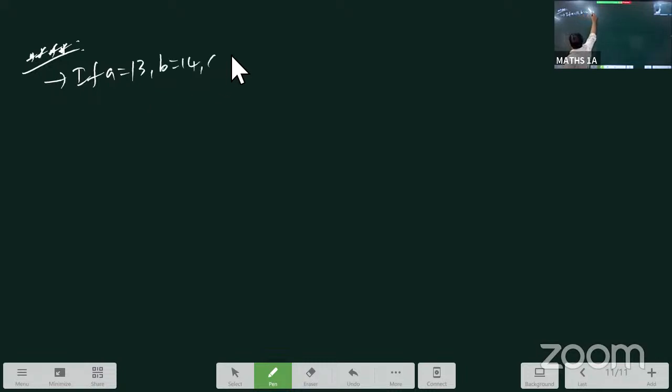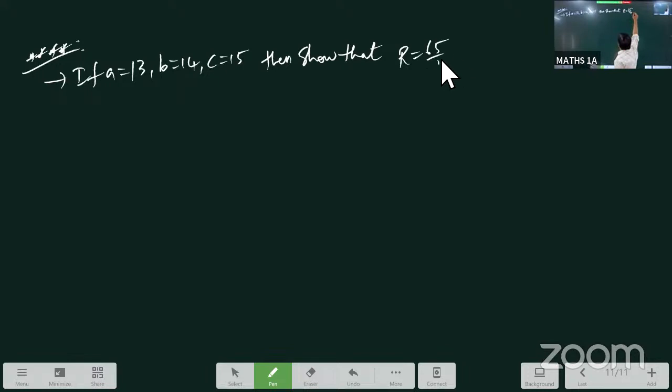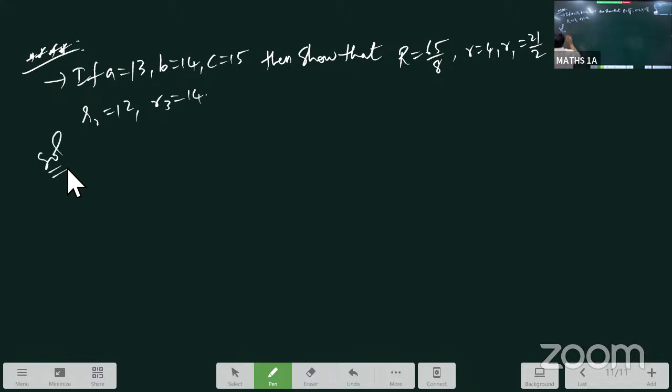Very, very important questions. If a equal to 13, b equal to 14, c equal to 15, then show that capital R is 65 by 8, small r is 4, r1 is 21 by 2, r2 is 12, r3 is 24. So what are the three given things you are having?